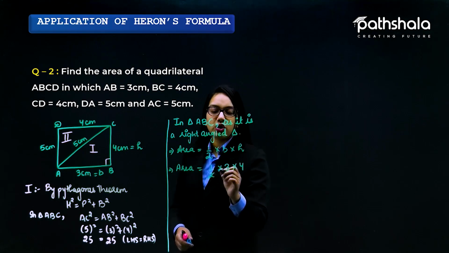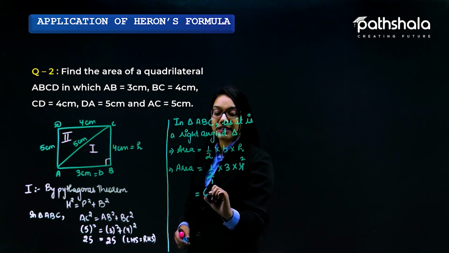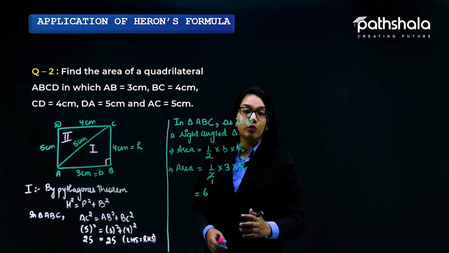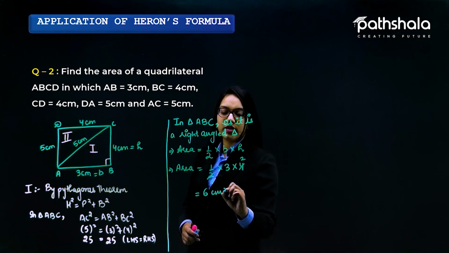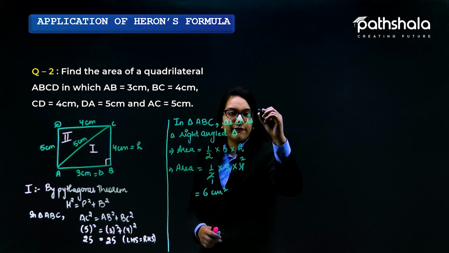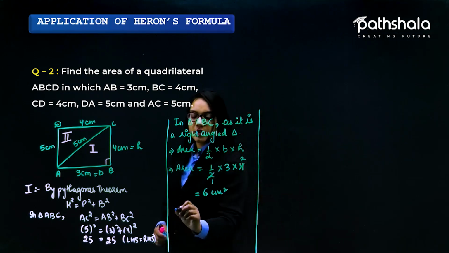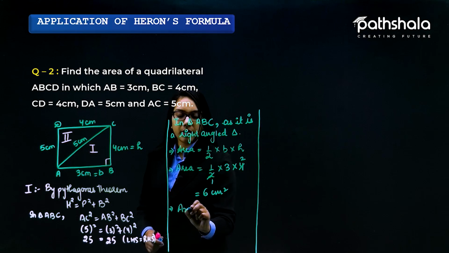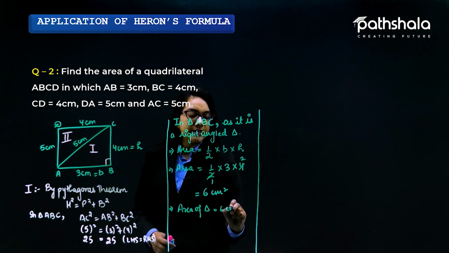So let's sort it out. 2 into 1 is 2, 2 into 2 is 4. So this is 3 into 2, which is 6. So the area is coming out to be 6 centimeter square. This is the area of the very first triangle that we have, that is the area of the triangle ABC. So area of the triangle is equal to 6 centimeter square.